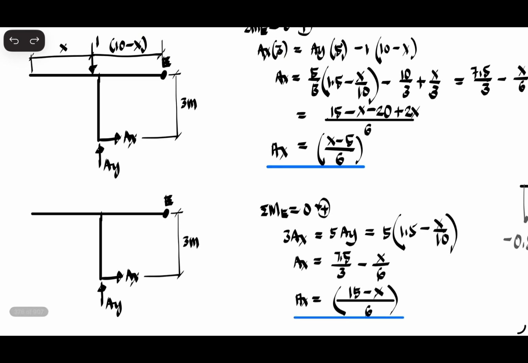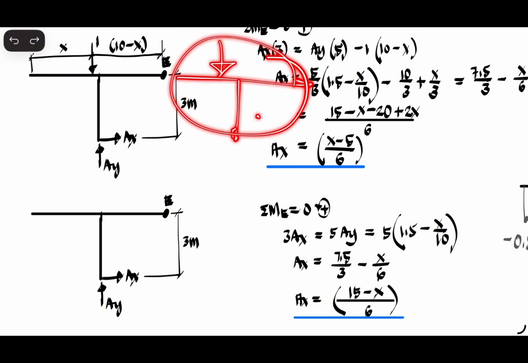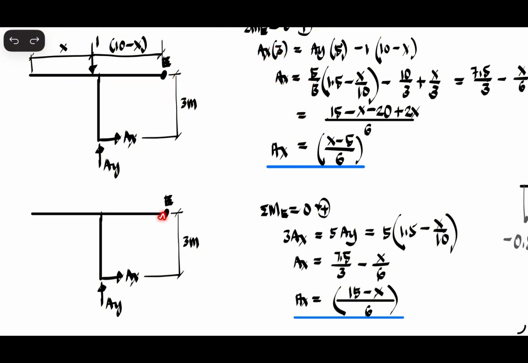The range of the equation for AX is from 0 to 10. And when the 1 unit load is located on the right member, the range of that equation is applicable from 10 to 20.